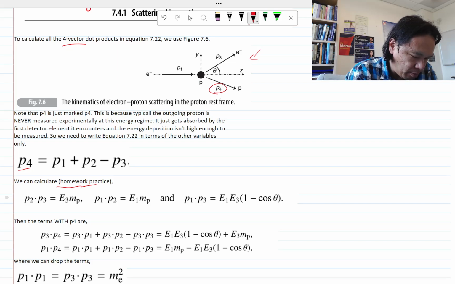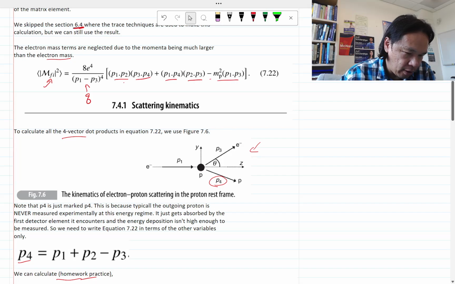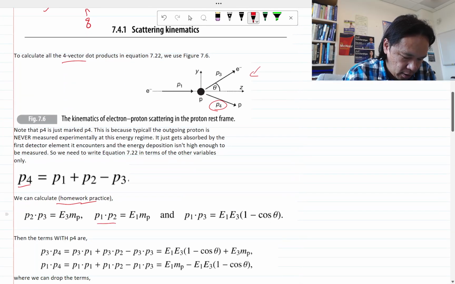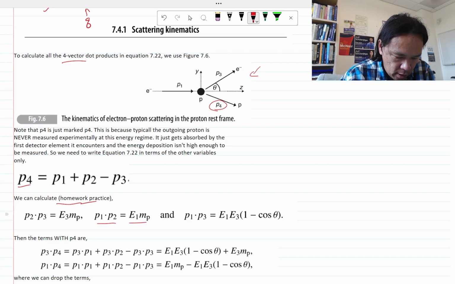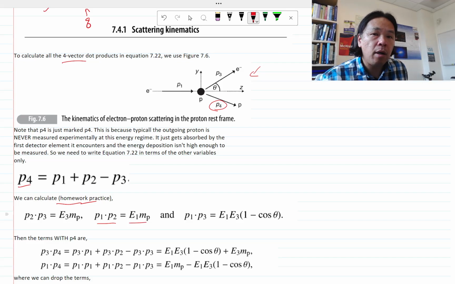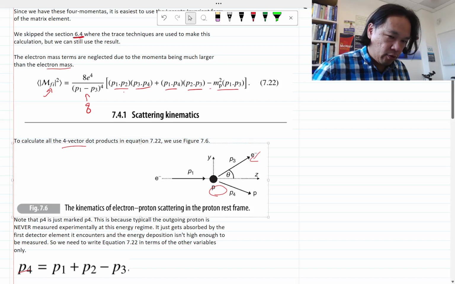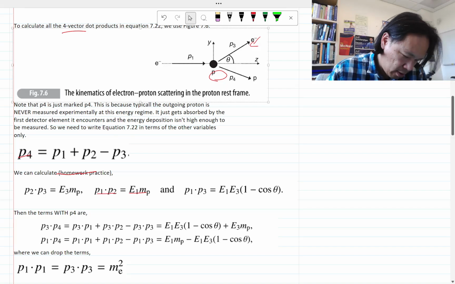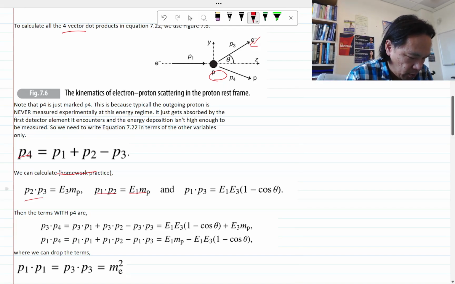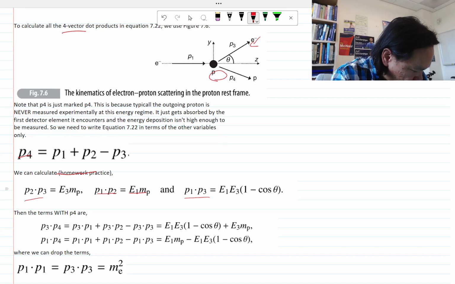We'll have some practice with this in the homework, where if you calculate P2.P3, you're going to get E3 times MP. And P1.P2 is the energy E1 times MP, the mass of the proton. Sorry, I was talking about these four-momenta. Scroll back down. So we were calculating all these: P1.P2, P1.P3, and so on, and they turn out to be these numbers. Now we have to get rid of the P4s, and P4 is these three things.